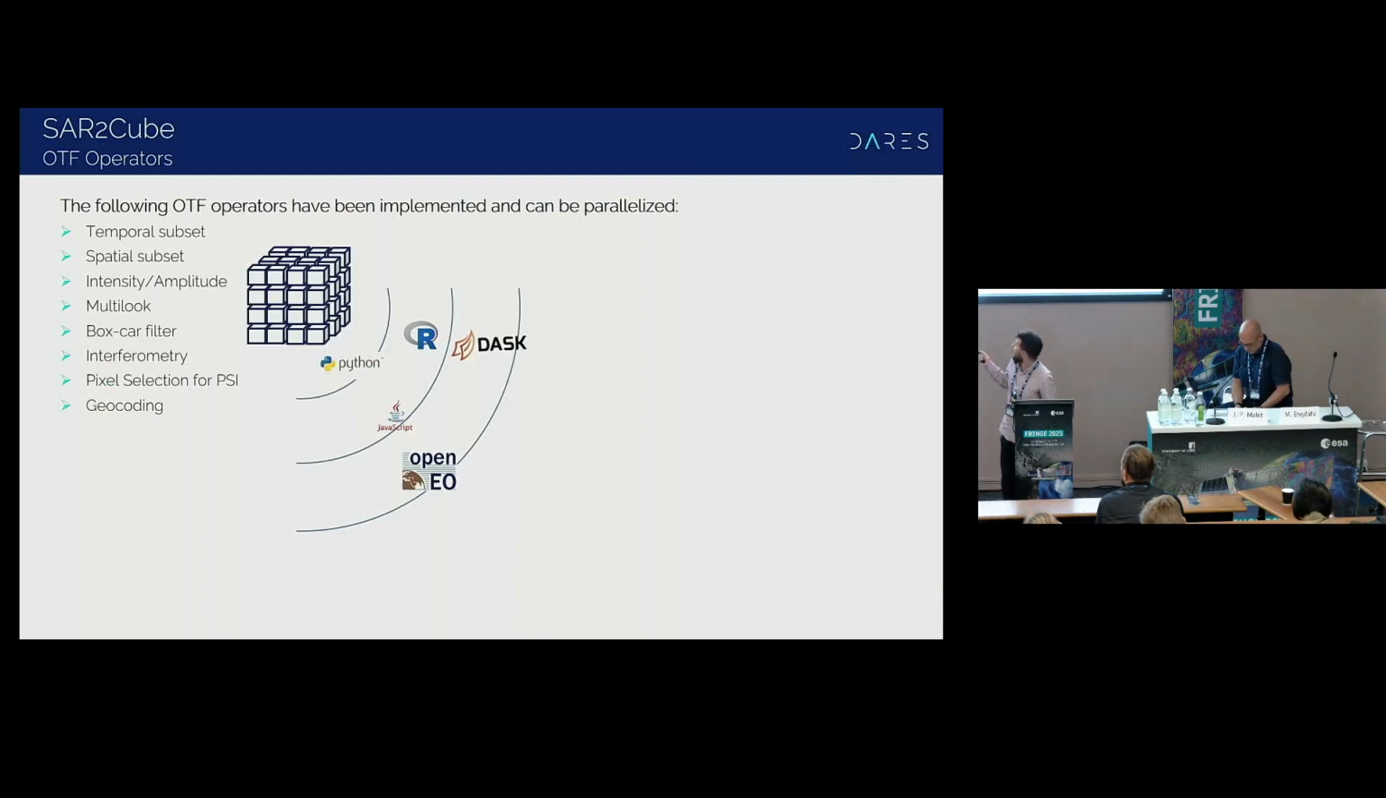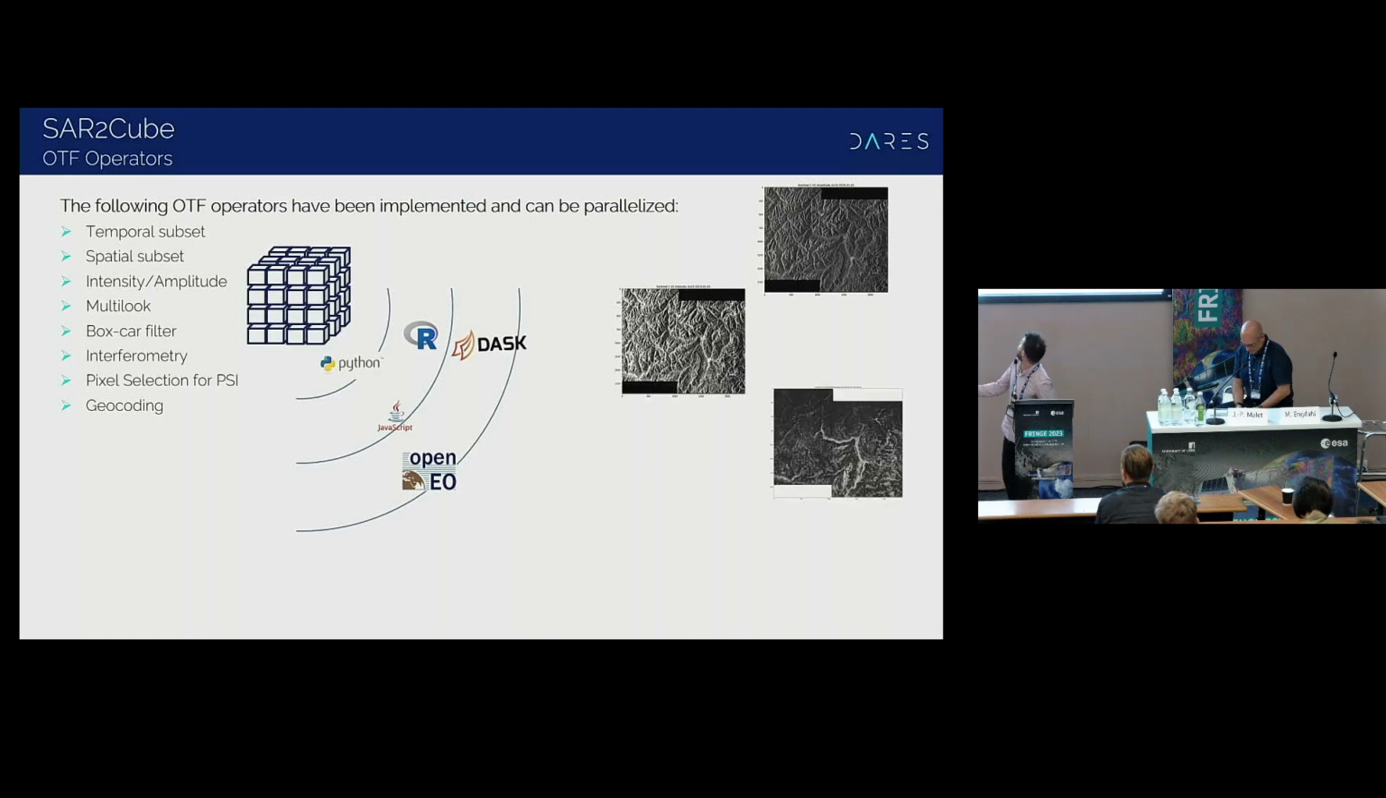So here I will go fast. We developed different kinds of on-the-fly operators for temporal and spatial subset, computing intensity, amplitude, doing some multi-look, boxcar filter, interferometry, pixel selection for PSI. It is not the full chain, but we stopped at the pixel selection. And the geocoding process also.